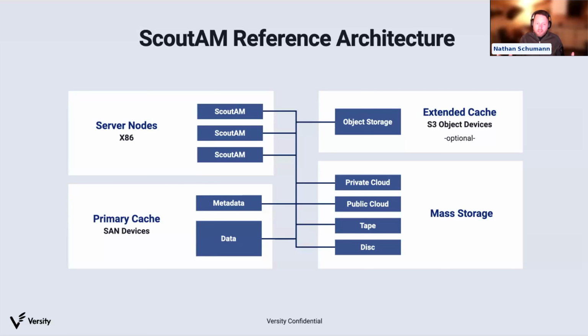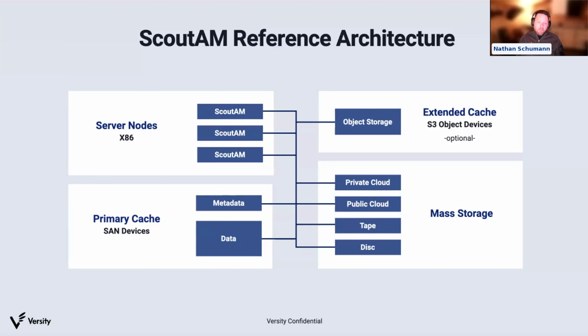So to have HA, you need to have at least 2 servers. The more servers you add, the more resiliency you have within the ScoutAM system. Additionally, you have more potential front-end bandwidth, so you're adding more front-end network connections to the users and applications, and then you're also adding more potential back-end bandwidth. All of the ScoutAM nodes are going to mount the ScoutFS file system represented with the primary cache here. And again, we have metadata and data separation. And then we have our mass storage target.